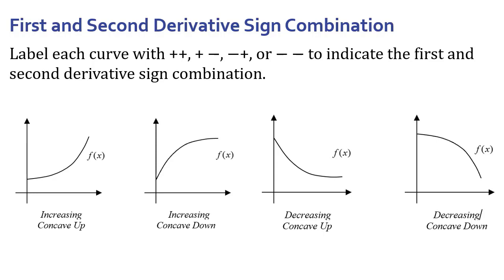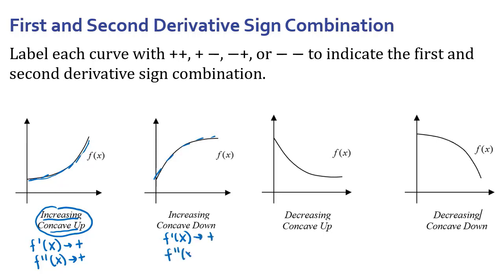If I'm looking here at increasing and concave up, this is an increasing function, so the first derivative is positive, and the second derivative, if it's concave up, because this is like half of a smiley face, is also positive. Increasing and concave down: you can see this function is increasing, so it has a positive first derivative, and if it's concave down, like a sad face, the second derivative is negative.